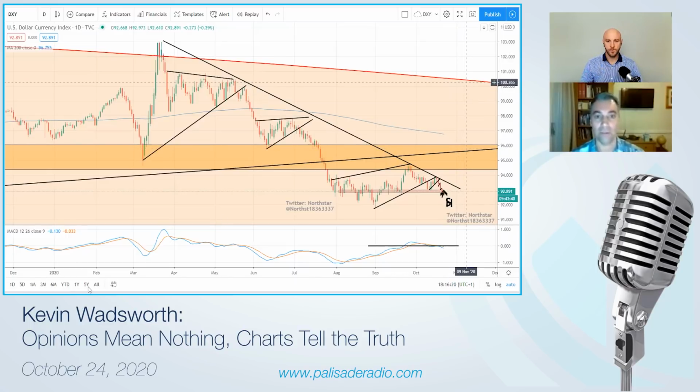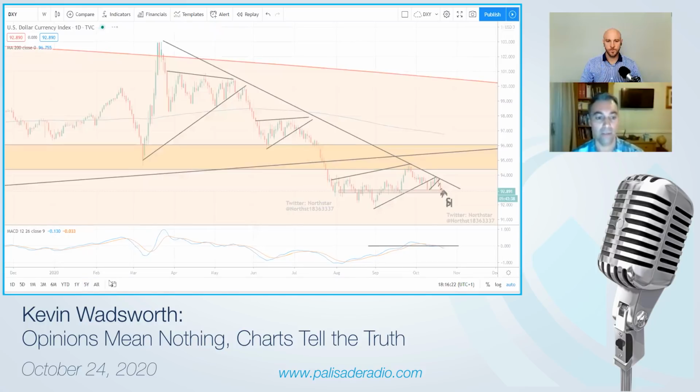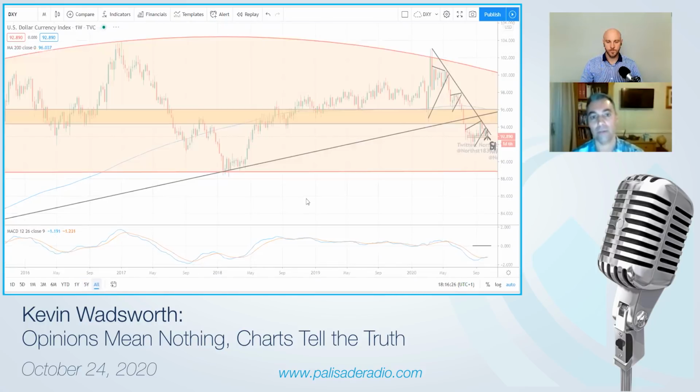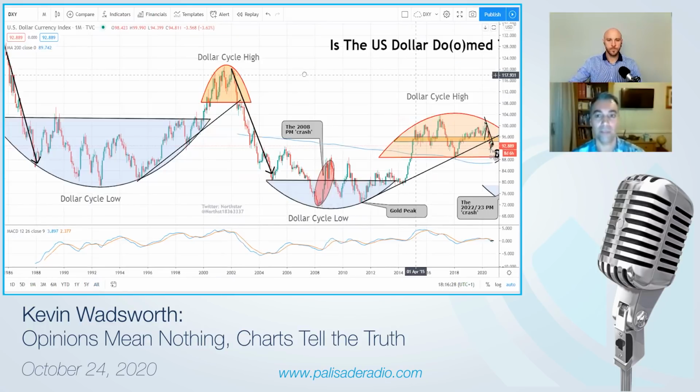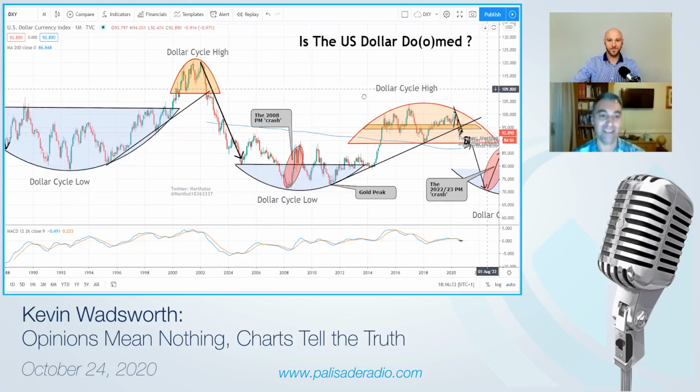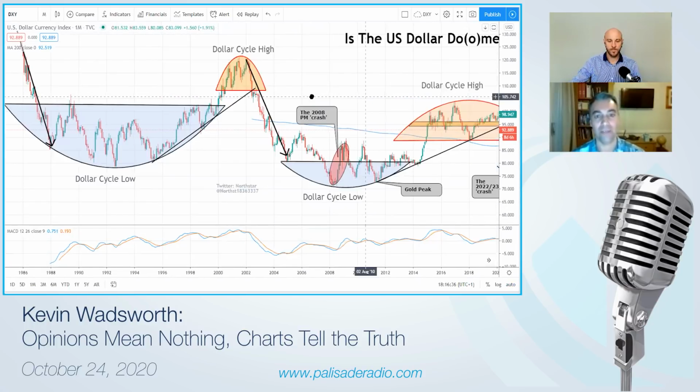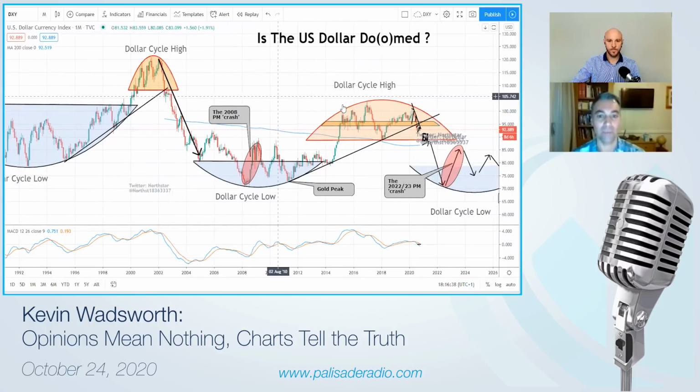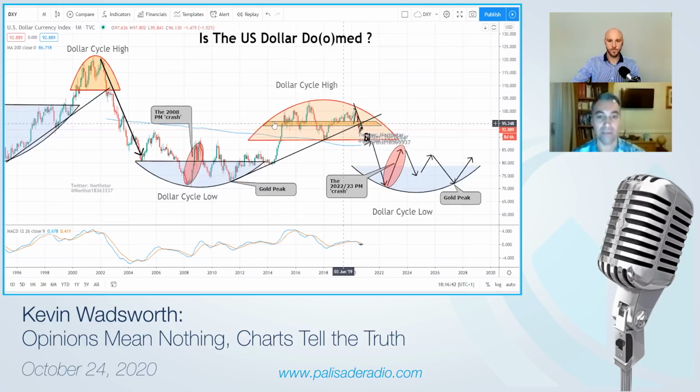If I zoom right out, you can see what I mean by the arc. It's this topping formation that I've been showing on my dollar charts for a while. Is the US dollar domed or doomed? You can see a series of cyclical dollar lows and highs on here, and the latest one has been playing out over recent years. I've been speculatively posting this domed dollar top for a couple of years now, and I think it's starting to look a little bit more realistic. A lot of skepticism to begin with, but I think history is showing some very strong signs of repeating here.